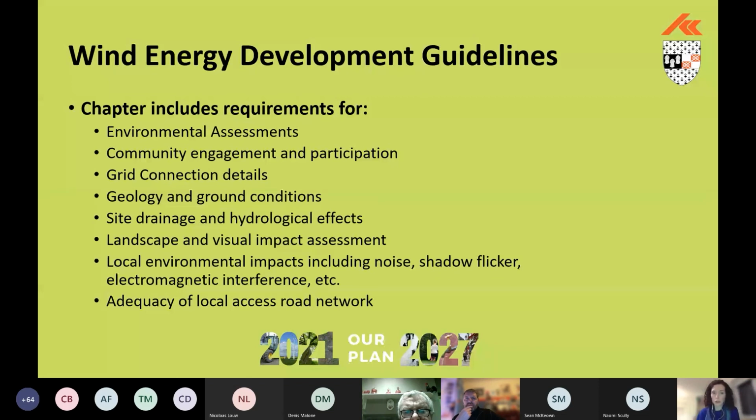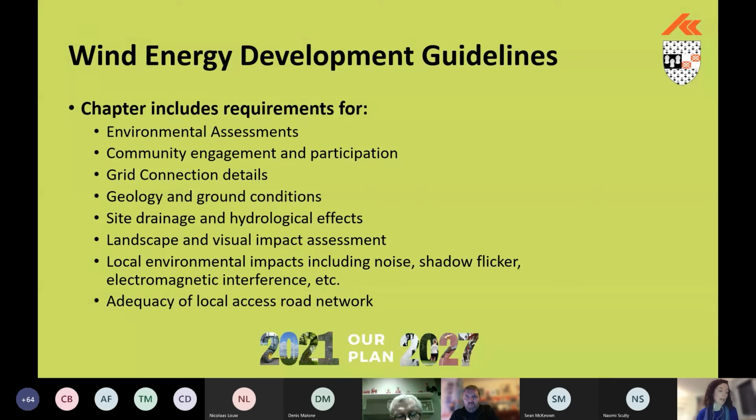So as I said, I've just run through the methodology, but the chapter itself includes a rake of requirements in relation to what any application for a wind energy development must include: their environmental assessments, the details of community engagement participation, details of grid connection, an examination of the geology and ground conditions, looking at the site drainage, hydrological effects, specifically landscape and visual impact assessment.